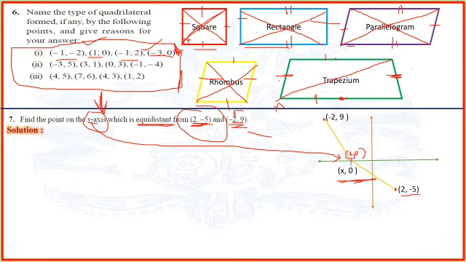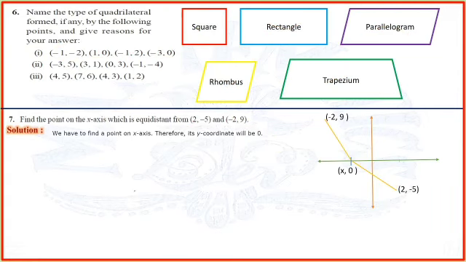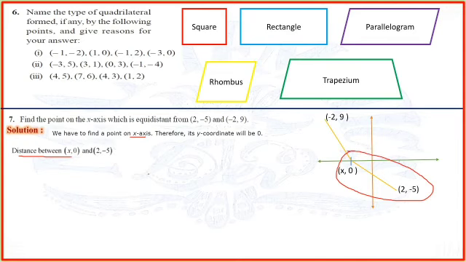It is given that the distance from this point to this point is equal to the distance to this point. So we will use the distance formula and equate the two. We have to find a point on the x-axis, therefore its y coordinate will be 0. So the distance between (x, 0) and (2, -5) is the square root of (x minus 2) and (0 minus 5) whole squared.